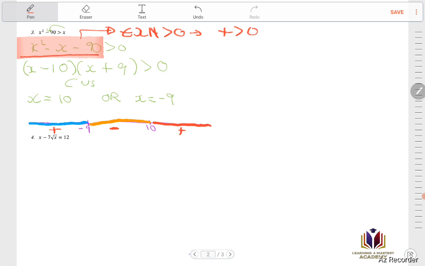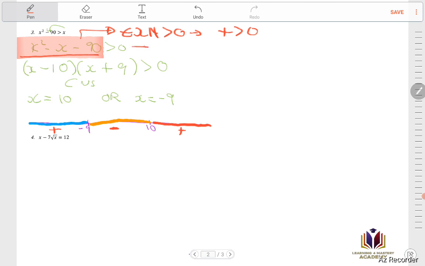Then we have now labeled all three sections. We then have to draw our pointers to indicate which section or sections of the number line support the expression greater than 0, or x squared minus x minus 90 greater than 0. Which section or sections of the number line support that statement?